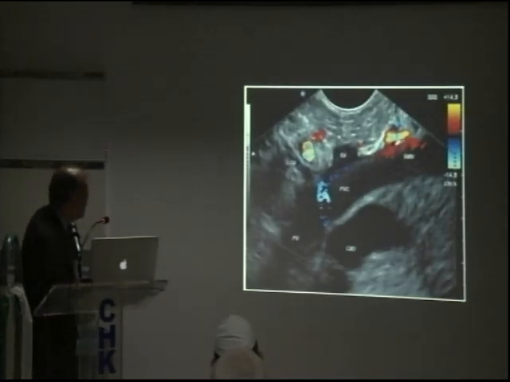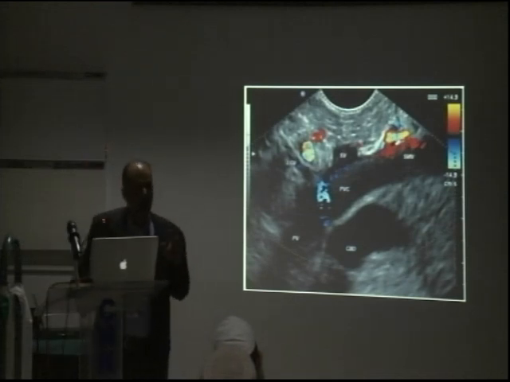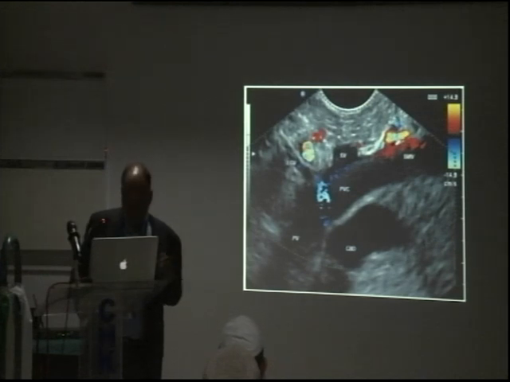Quick quiz. I'll point out: this is the inferior mesenteric vein, superior mesenteric vein, portal vein, common bile duct, portal vein here, left gastric vein here. This is just to create a little bit of confusion.